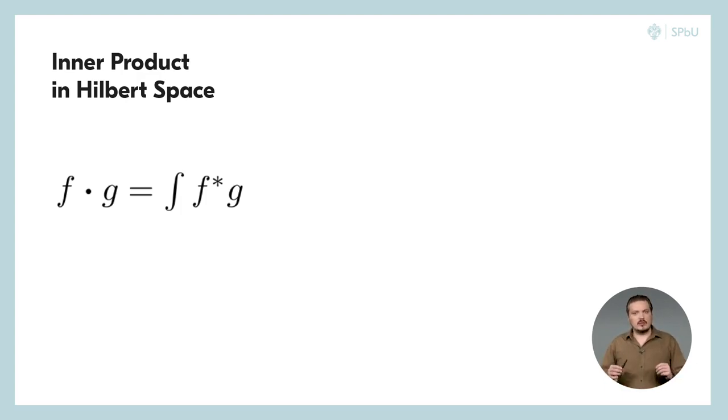The dot product of two square integrable complex valued functions is defined as an integral of their product over the whole space. And again, to satisfy the conjugate symmetry demand, the first function in this product is conjugated. Again, you can check that this operation meets all the demands for the dot product yourselves, or you can just believe me.